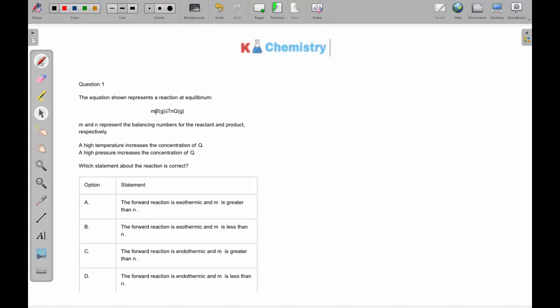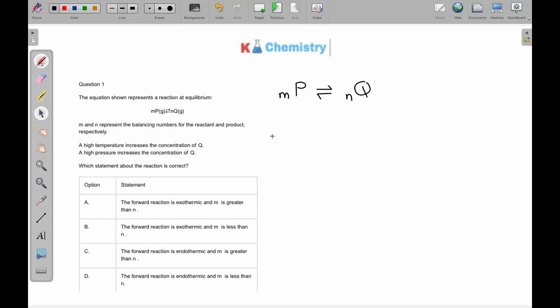The first question. The equation shows a reaction at equilibrium where P and Q are in equilibrium. What are M and N? Obviously, these are numbers of moles of two gases. M and N are the balancing numbers of the reactant and product moles respectively.